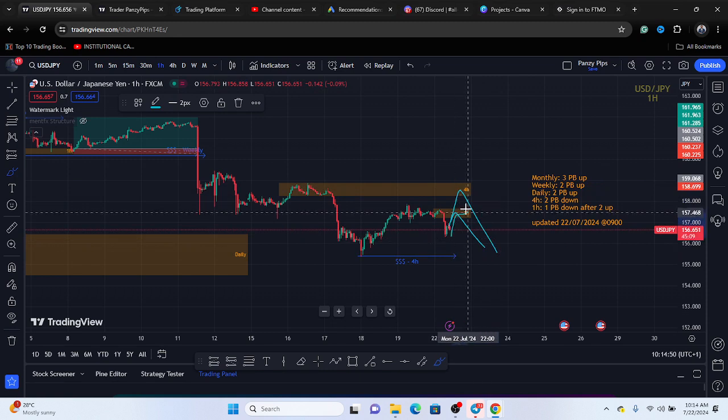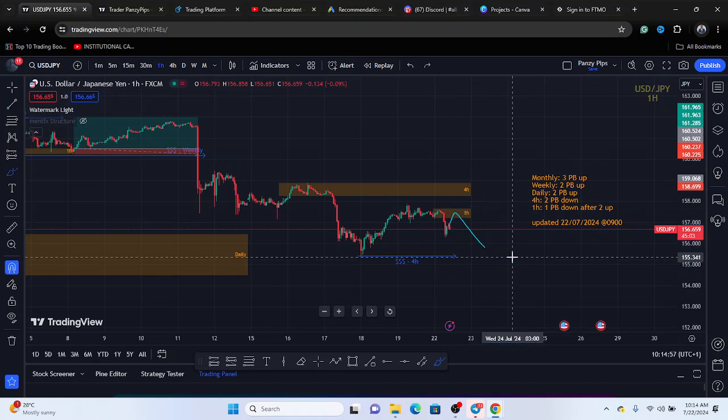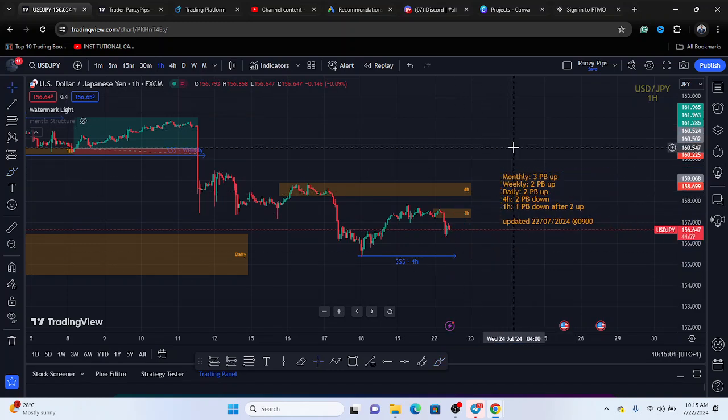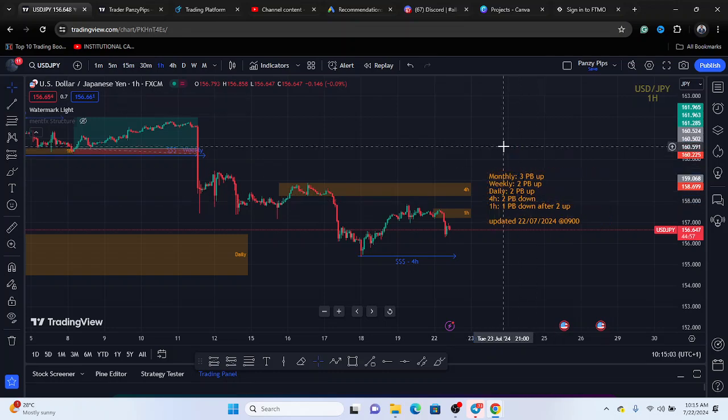Once the market gets into this point, we begin to watch to see a possibility of the reversal, and then look to sell all the way down to this point. Okay, so we know what we are up against on the US dollar Japanese yen, and we wait for it patiently.